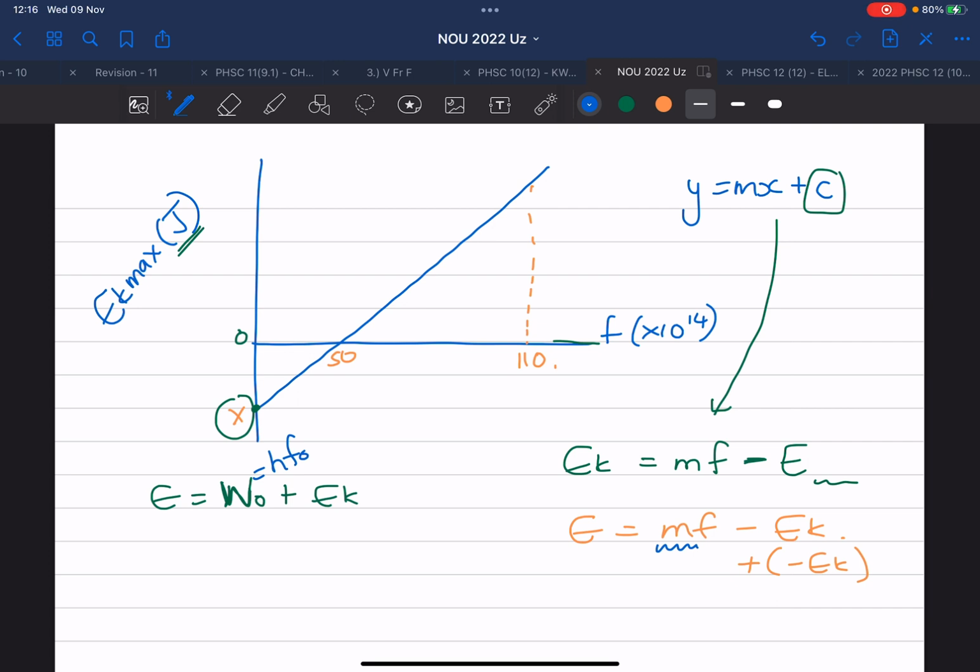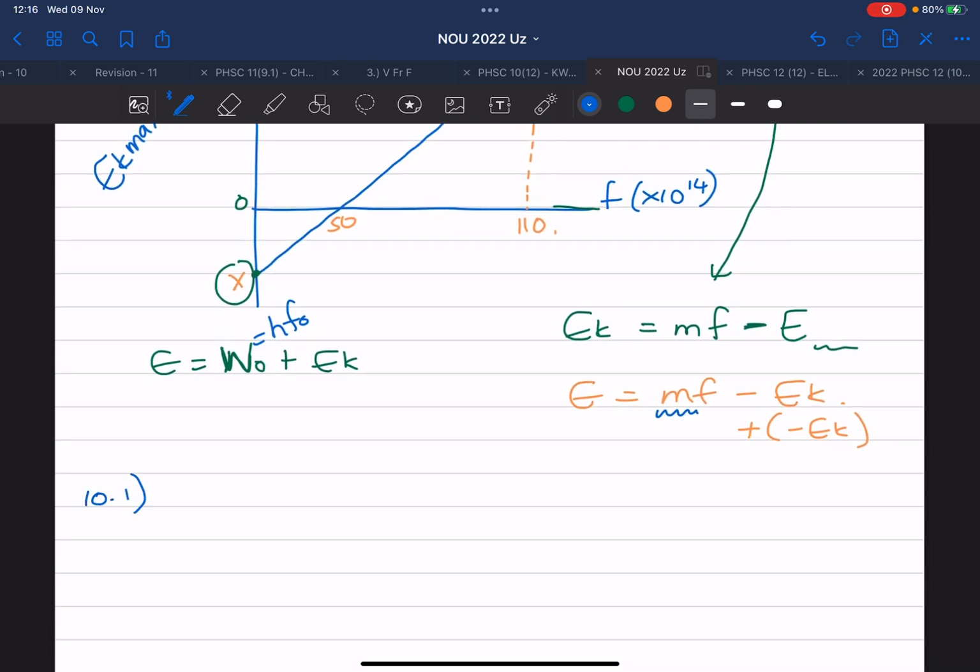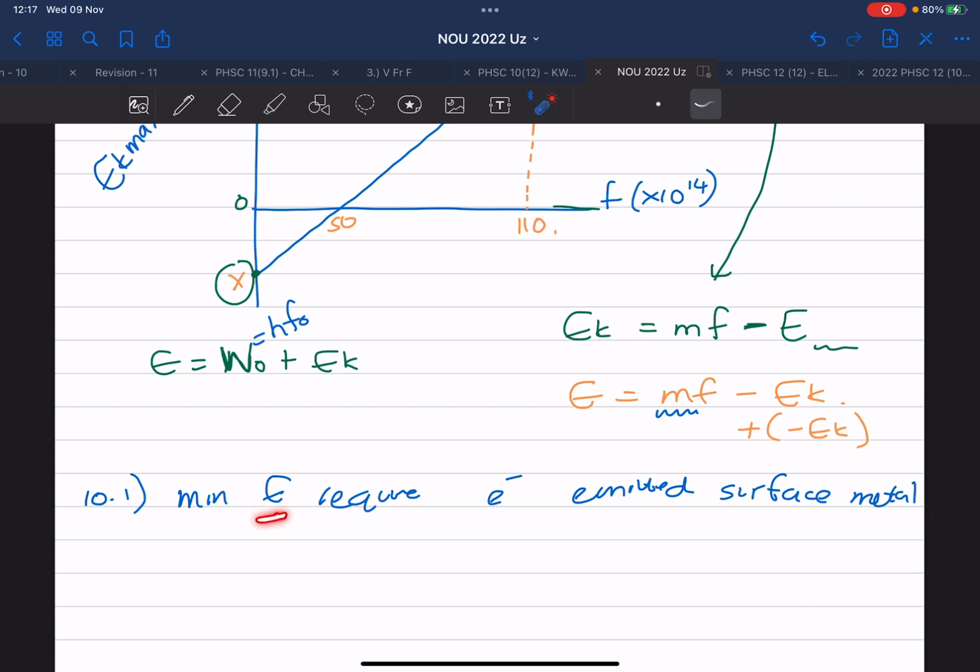Question 10.1. They ask you to define the term work function in words. The work function is the minimum energy required for an electron to be emitted from the surface of a metal. Okay, how can I remember this? Because I understand what it is. What is the work function? Work, arbeid is joules, energy. But the function is the thing where it starts. So it is the minimum energy needed for the electron to be released from a metal surface.